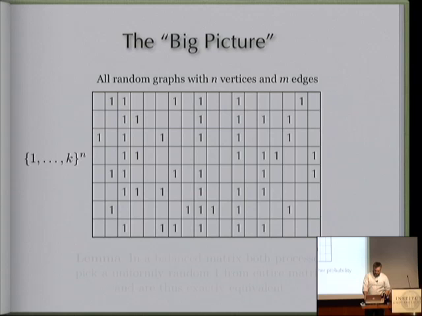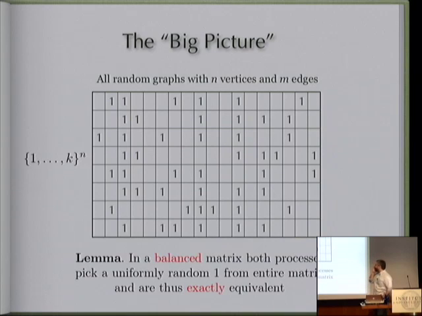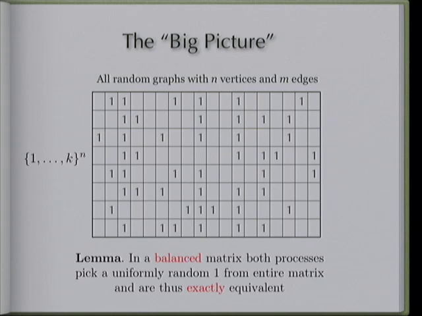Now, on the other hand, there is a very simple observation that says, look, imagine for a moment that this matrix was a balanced matrix. That is, in every row, you had the same number of 1s, and in every column, you had the same number of 1s. Okay? This would imply that these two probability distributions are completely identical, because what they both do is they pick a uniformly random 1 from the entire matrix. Okay? Well, let's look now at our situation.